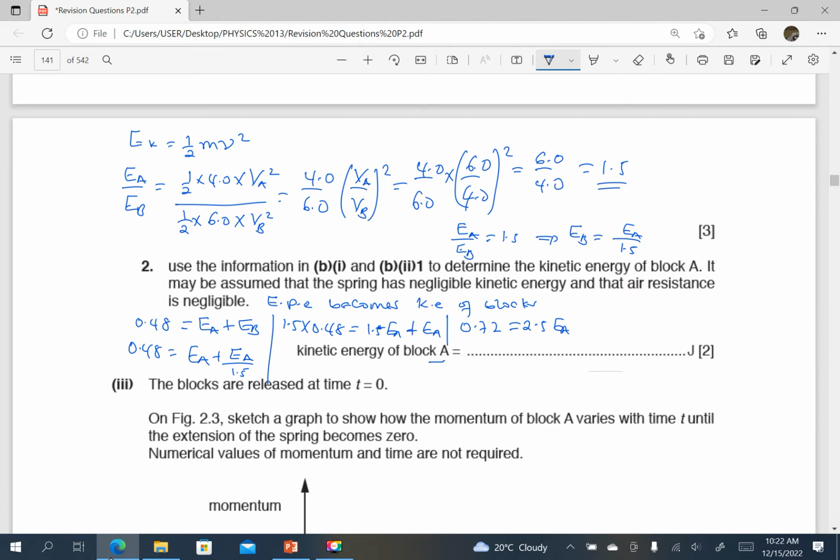So I just divide 0.72 by 2.5. So this gives me kinetic energy of A as 0.288. So the answer here is going to be 0.288. Yeah, I did a lot of algebra. You can do a simpler algebra. It's just a matter of knowing that the elastic potential energy is what becomes the kinetic energy in the blocks. So the total elastic potential energy becomes the total kinetic energy. And using part A, you make one of these kinetic energies the subject and substitute in the next part.